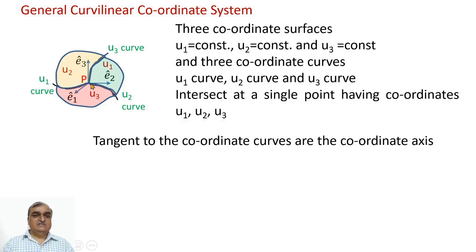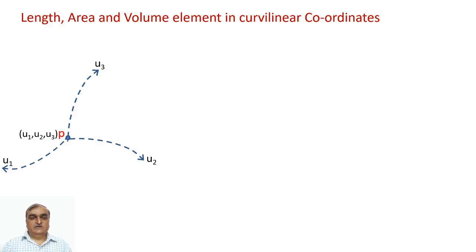Then we draw the tangent to the u1 curve, u2 curve and u3 curve. Then we get three coordinate axes. In this case, e1, e2 and e3 are the three coordinate axes. Let us derive the length element, area element and volume element in the general curvilinear coordinate system.